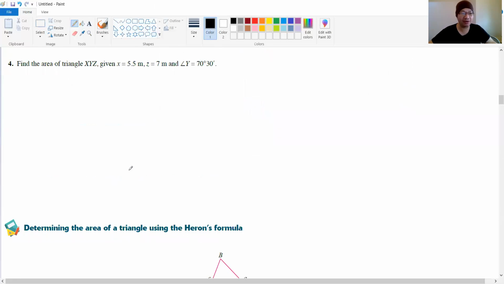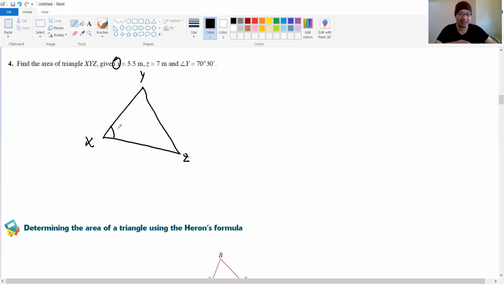Now look at question 4. What we have here? We got the triangle XYZ. Let's draw first. X, Y, and Z. And then we got the length of x. Where's the length of x? The length of x should be opposite the angle X.